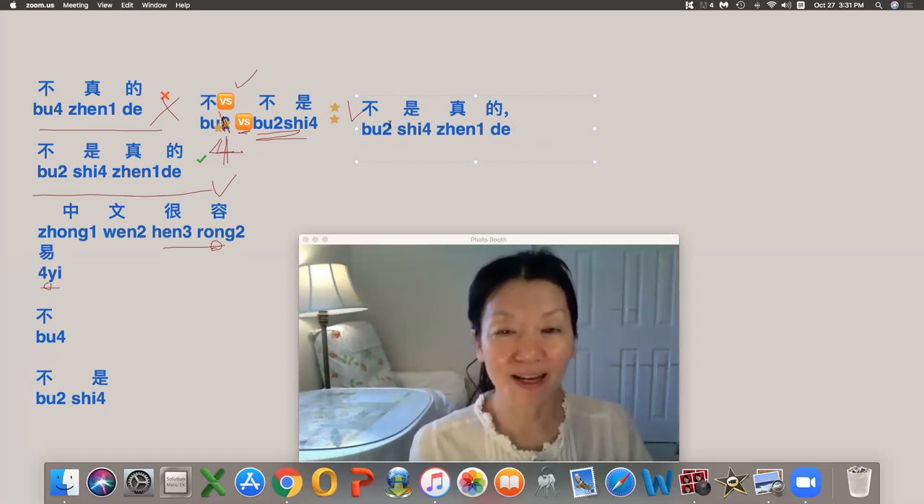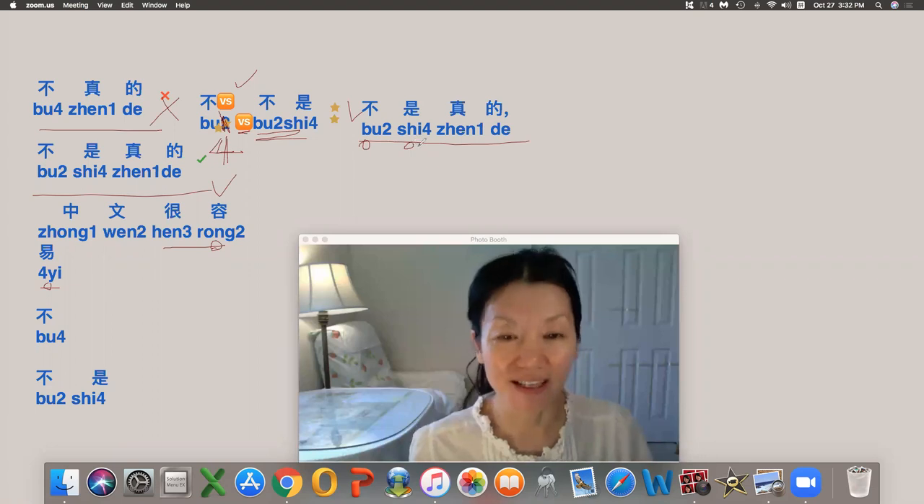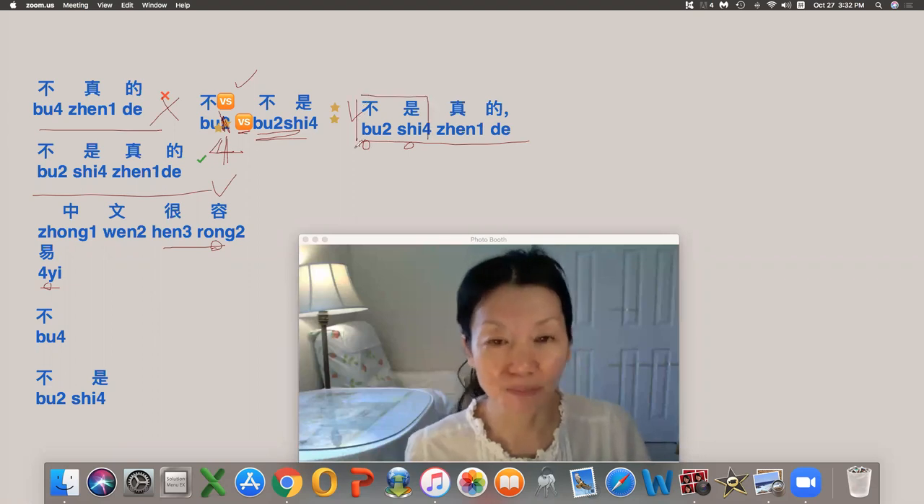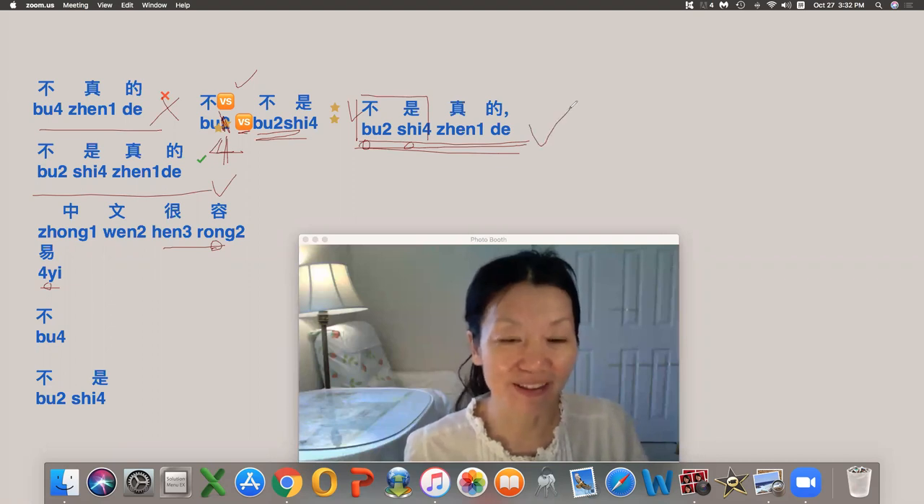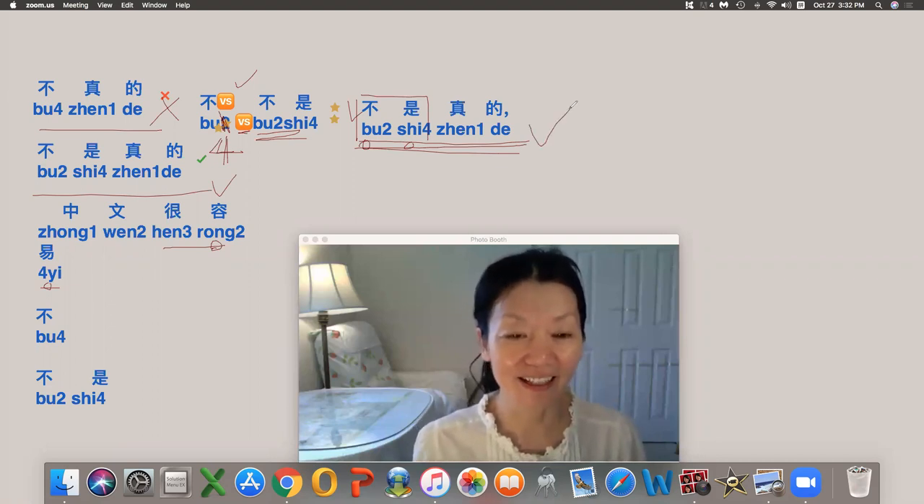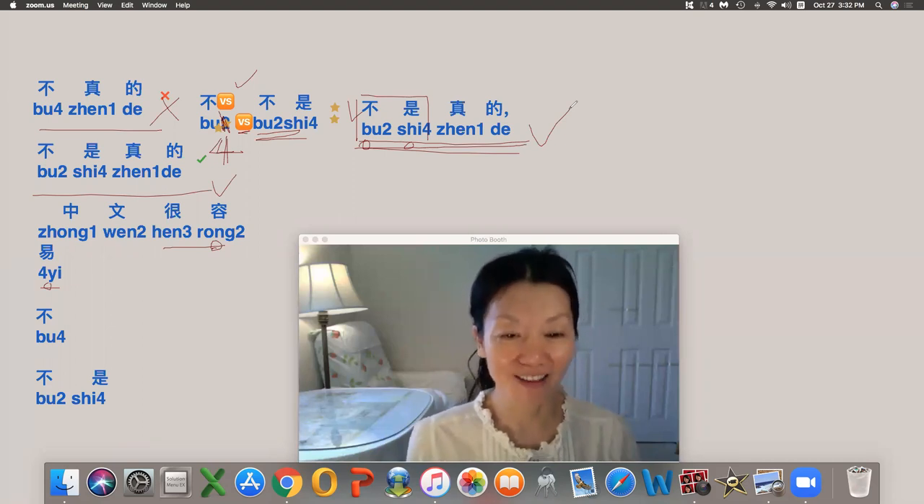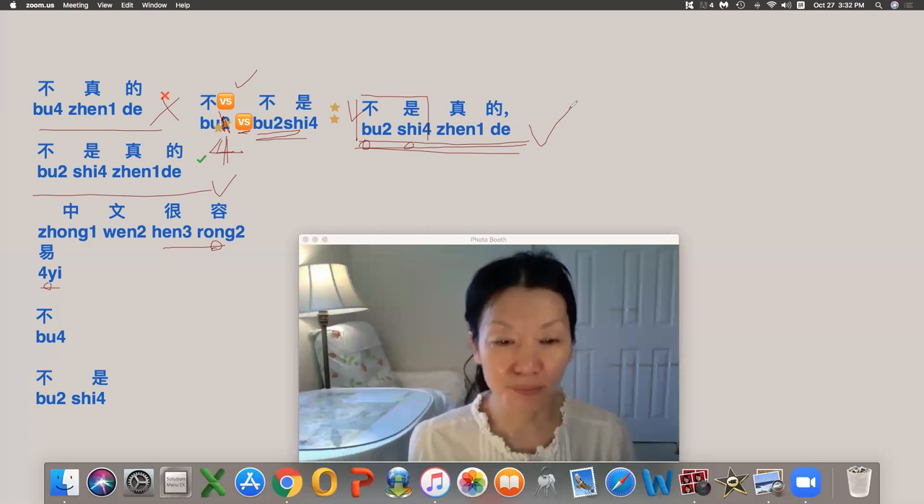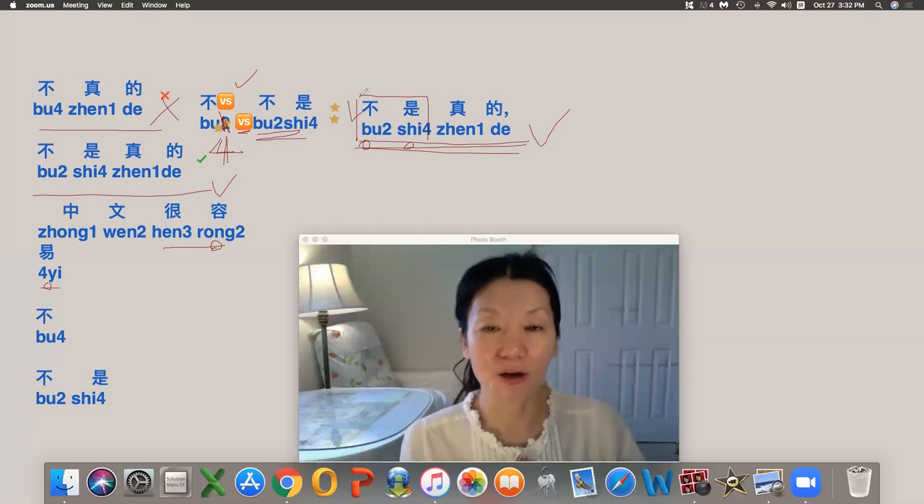When negative 不 is used in a whole sentence, we use the full form. We say 不是, we don't say 不真的. You cannot shorten it to 不真的, no. You need to say 不是, because it's a whole sentence. Now you're happy, right? The case is here, so you know when you can say 不是. In the sentence, negative 不 has to be 不是. We don't say 不真的, we say 不是真的.